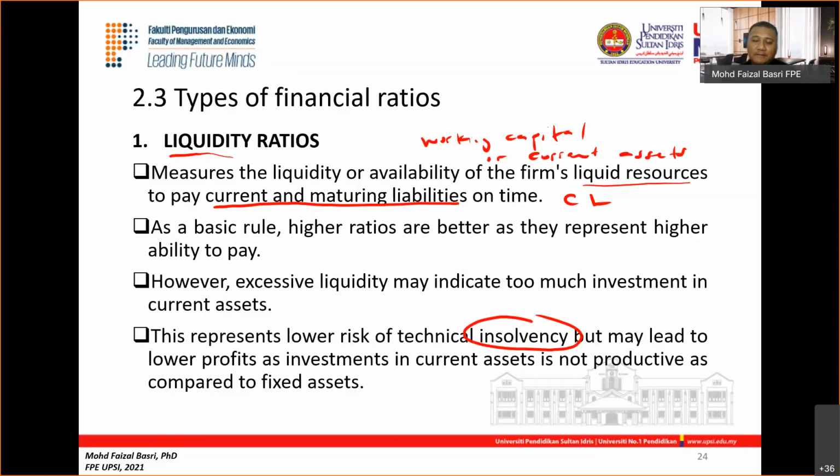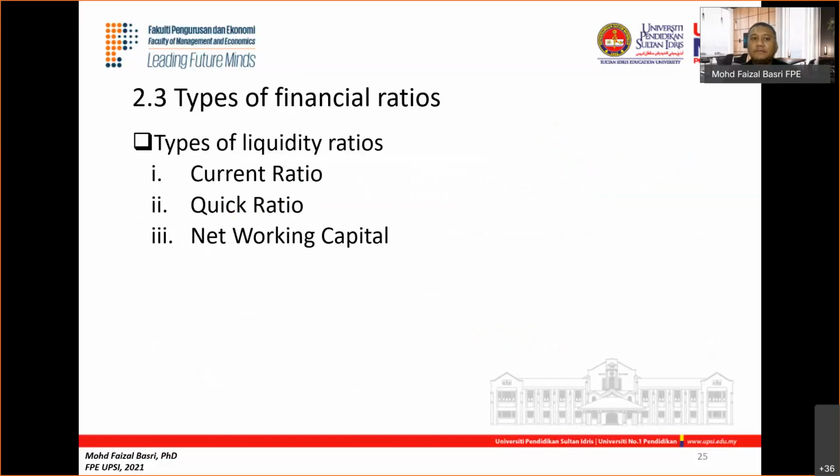So here, there are a few hints. We are talking only about current assets and current liabilities. Therefore, under liquidity ratios, even though we will have three different ratios later on, every ratio will revolve around current assets and current liabilities only. We have three ratios under liquidity: current ratio, quick ratio, and also net working capital.